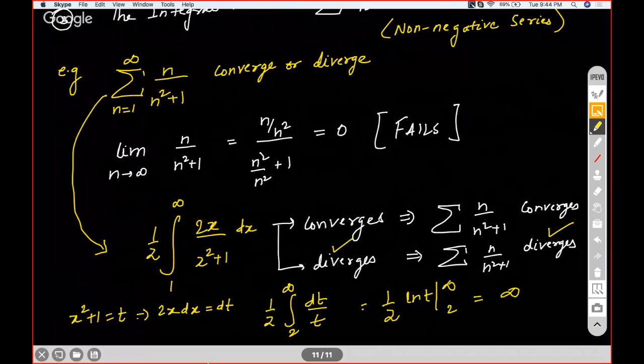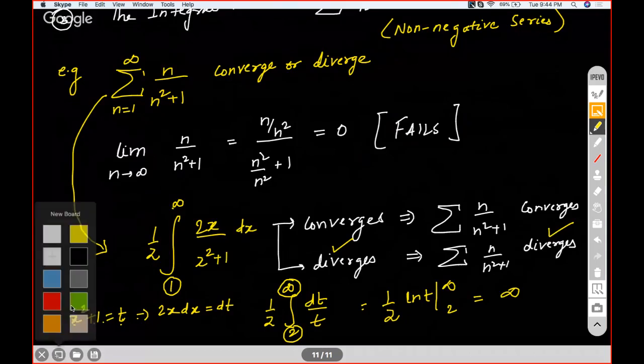Why did it become from 2 to infinity? When x is 1, t will be 1 plus 1, which is 2. And when x is infinity, t will also be infinity. You forgot definite integrals: you have to change the limits of integration. Let's take another question based on the integral test.